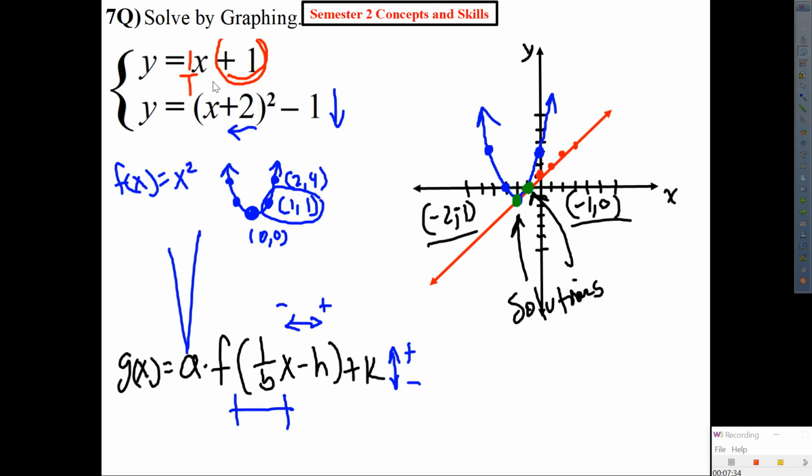And I asked you guys to look at it in regards to the first equation. We graphed it using slope-intercept form. The y-intercept is +1. The slope was 1 over 1. 1 up, 1 to the right. And remember, the denominator is always to the right.